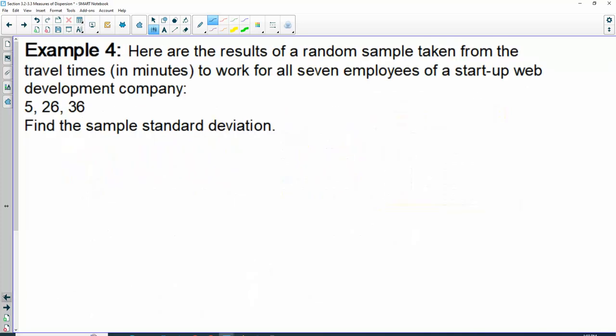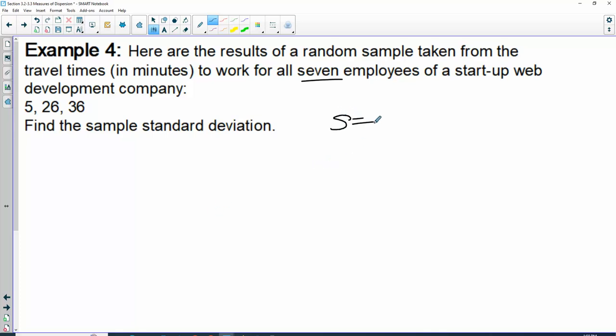I wanted to show you the calculation for a sample one by hand, but I picked a very small sample. We're only going to do 3 points. Okay. So if I wanted to take this sample of 3 employees and find my sample standard deviation, and it is a sample because I have 7 employees, I'm only looking at 3. I went backwards. This is example 4.